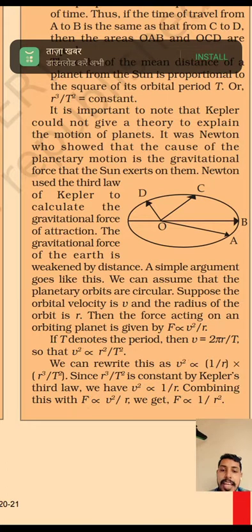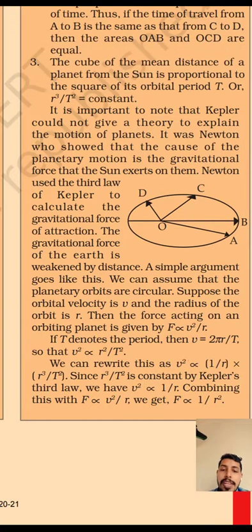Combining with this, F is directly proportional to V square by R. Here F is directly proportional to 1 by R square. V square is directly proportional to 1 by R, so V square by R, we can write 1 by R into 1 by R. So 1 by R square. Okay.